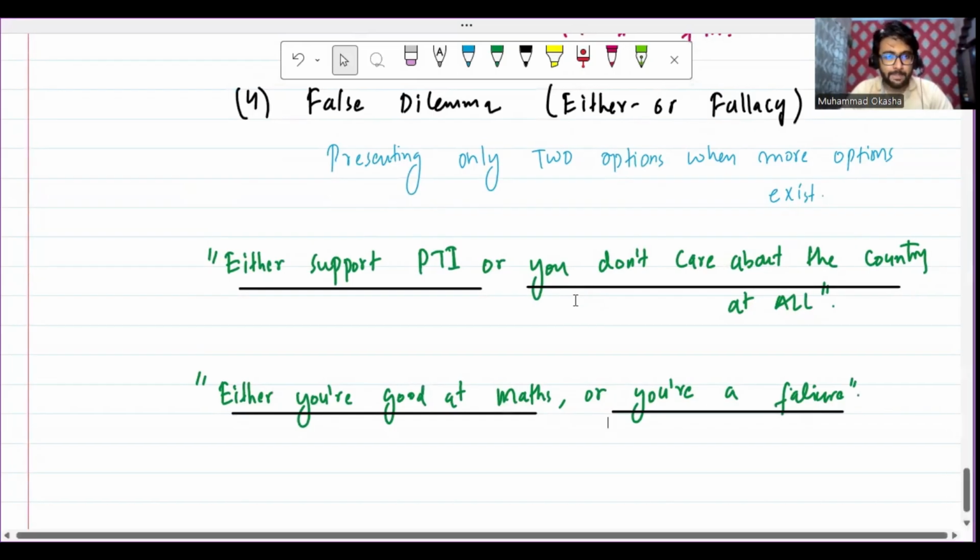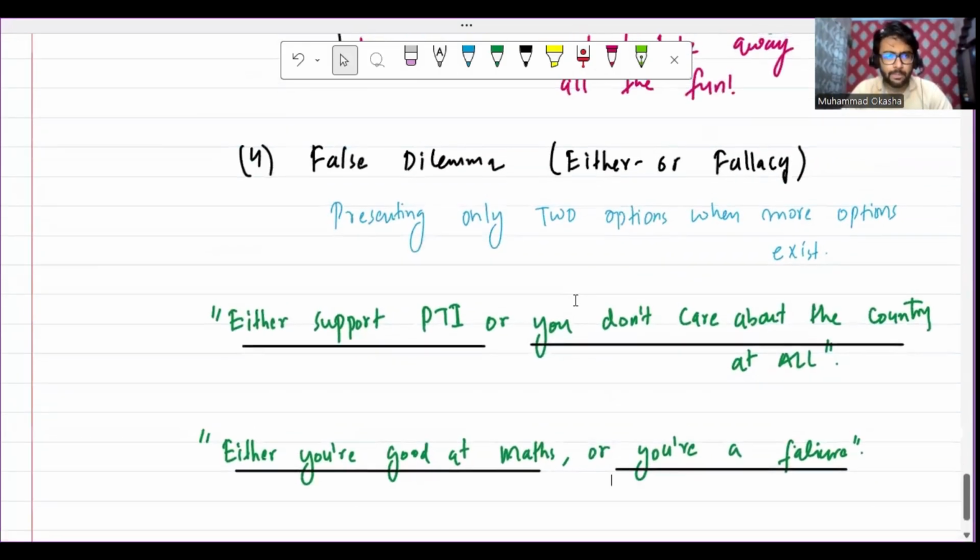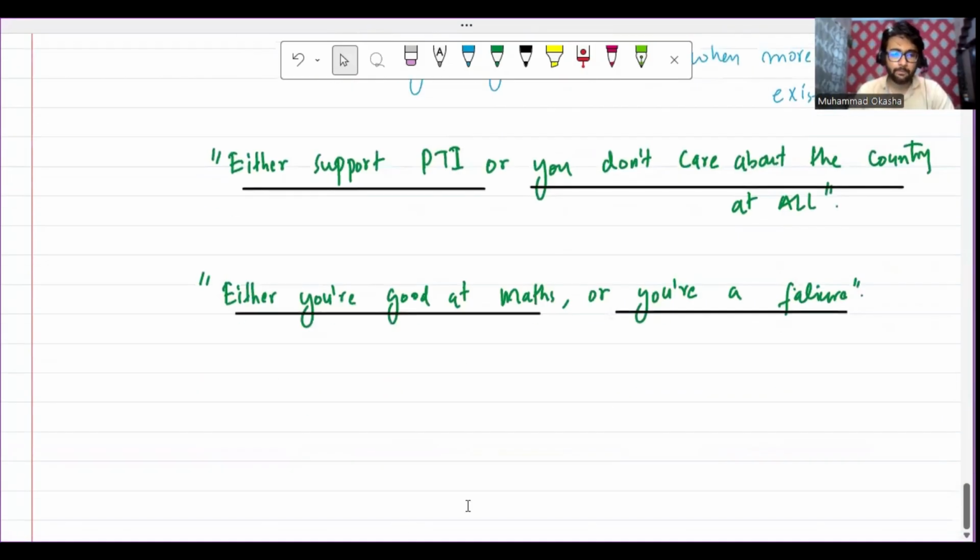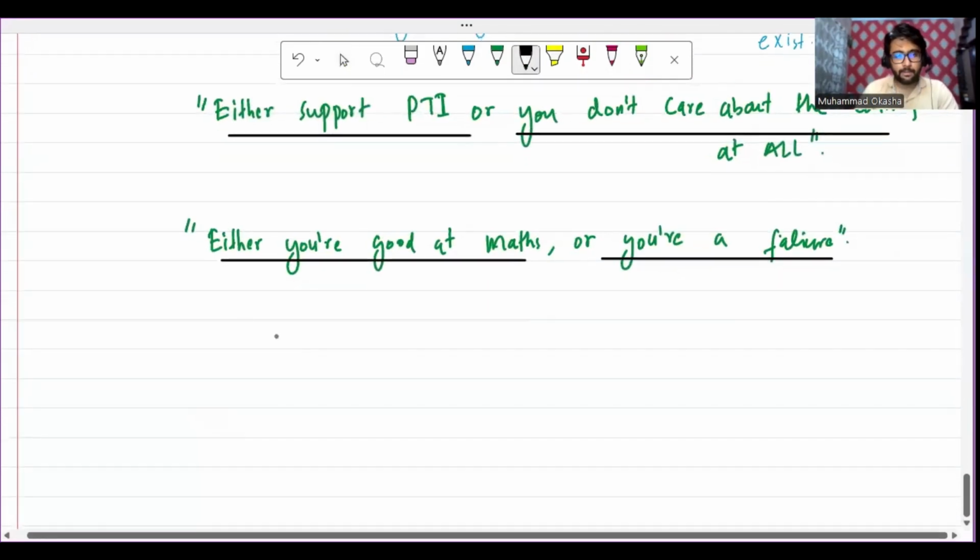But yeah, I hope it makes sense. I hope you can relate a few examples to it as well. False dilemma. I'm going to write one more, the last one, I think, will be good. And that is circular reasoning. And this is also very, very common. Circular reasoning.